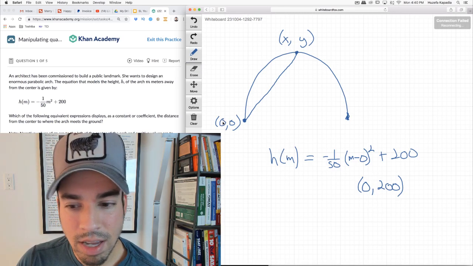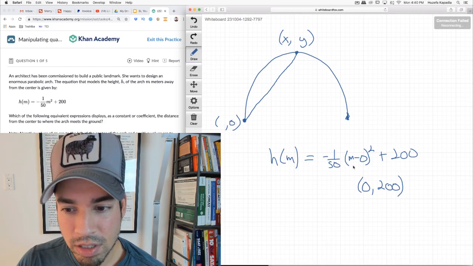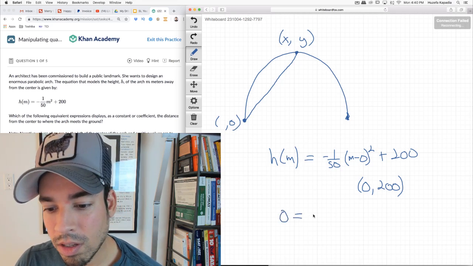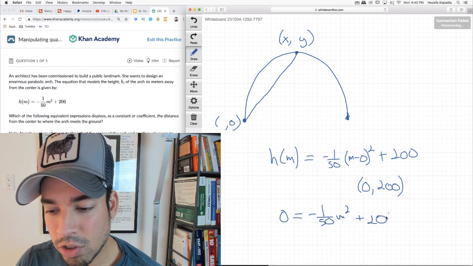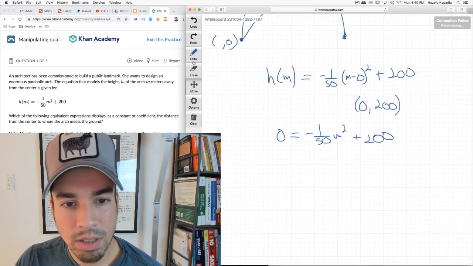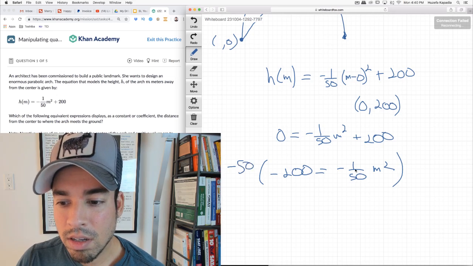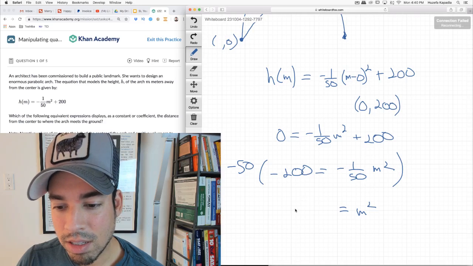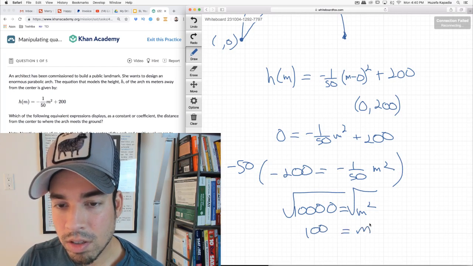Then we need to figure out this actual value, and we'd figure that out by plugging in 0. I'm still going to assume that it's at the ground where it's 0. So I'd have to plug in 0 for this value and solve. So we'd get 0 equals negative 1/50th m squared plus 200. Let's scroll down a little bit. Then it'd be negative 200 equals negative 1/50th m squared. Multiply both sides by negative 50. And we get m squared equals 10,000, and then the square root of both sides is 100. So m equals 100.